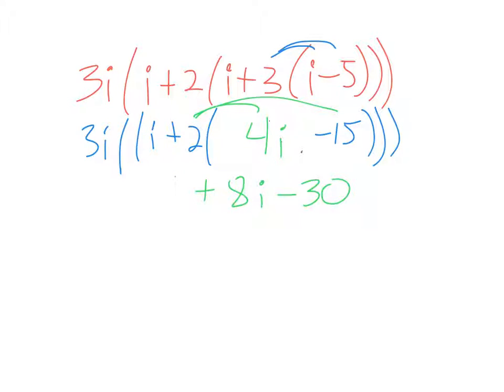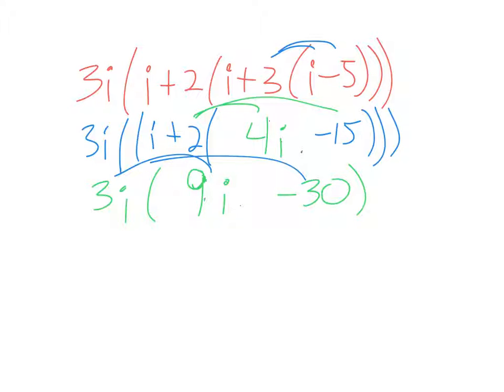I've got plus i here. Those are inside the parentheses. 3i. And I might do the same thing I did before. i plus 8i is going to be 9i. Okay, we're going to distribute again.